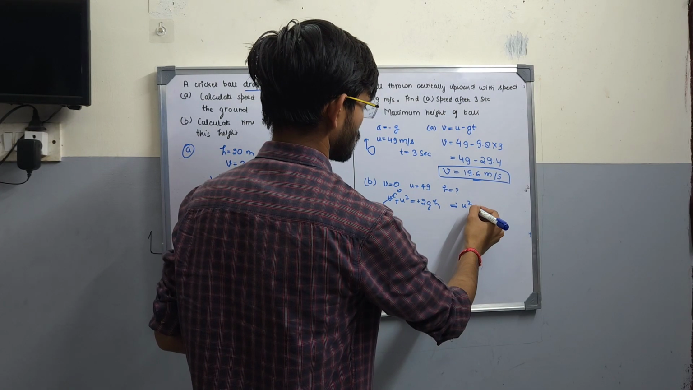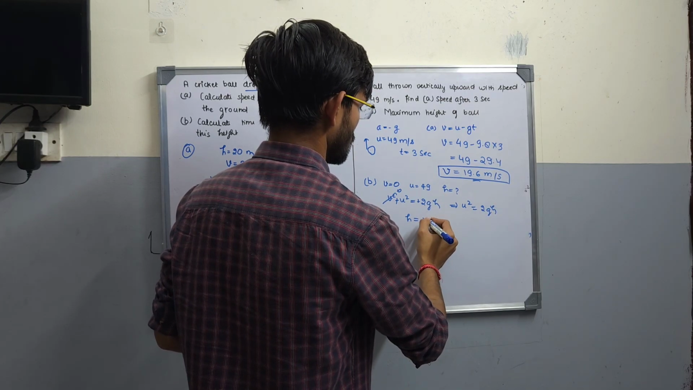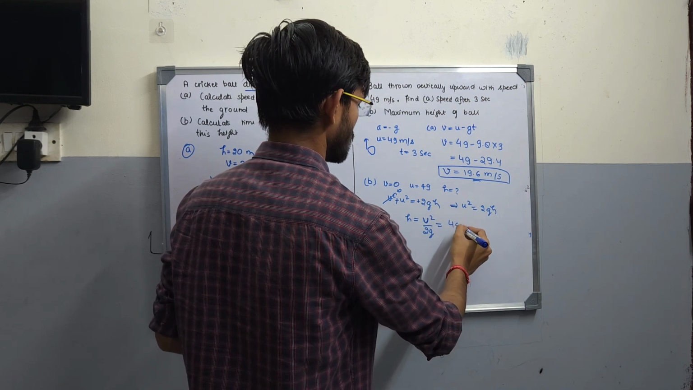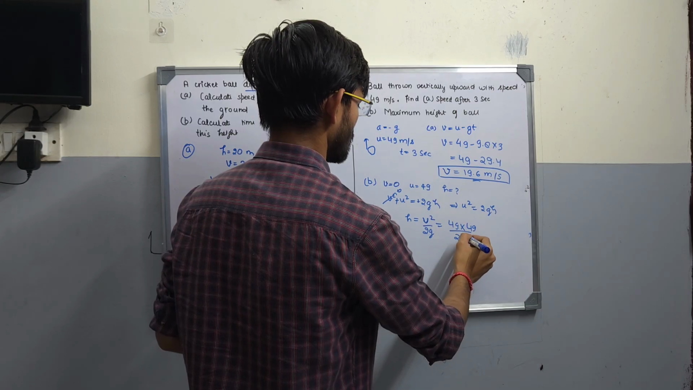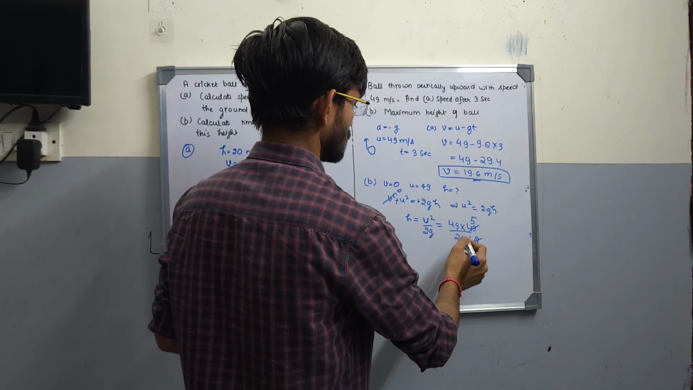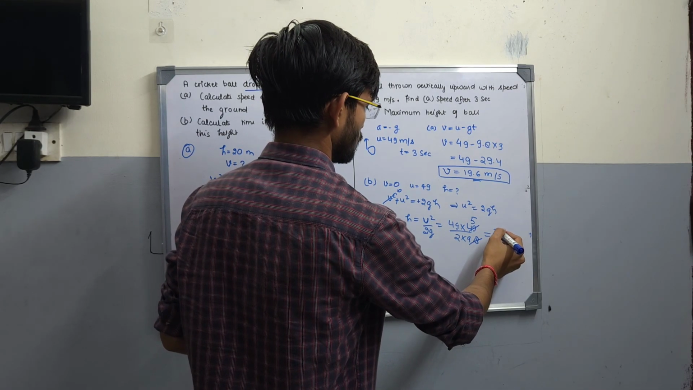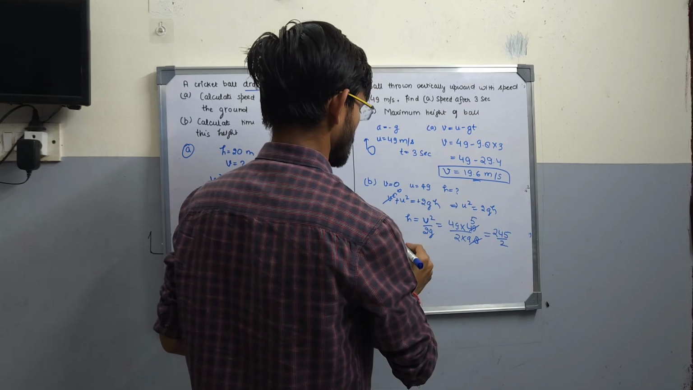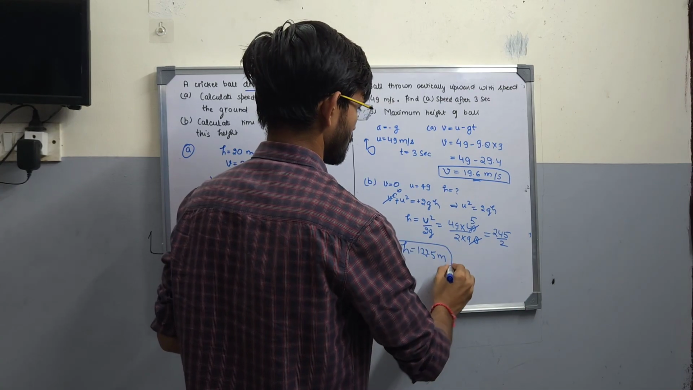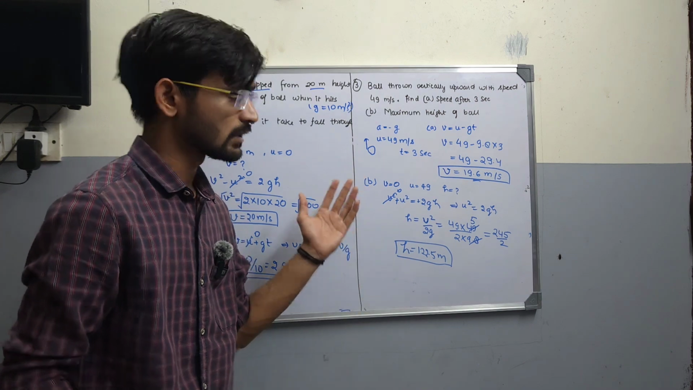So u square equals 2gh. I can write h equal to u square by 2g. u square is 49 into 49, over 2 into 9.8. This will be 5 times 49, that is 245 by 2. So height is 122.5 meters. You have to remember just these things and you can solve the questions very easily.